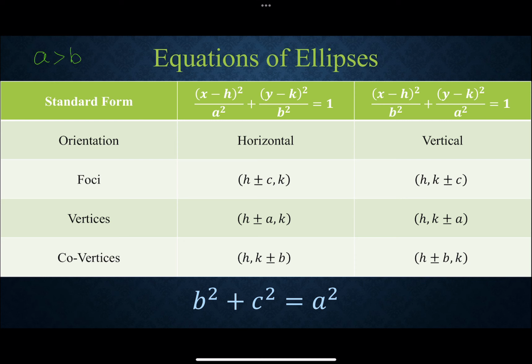The way we're going to be able to tell if something is horizontal versus vertical is to look at the vertices and see what value is changing. If x is changing, it's horizontal. If y is changing, then it's vertical.